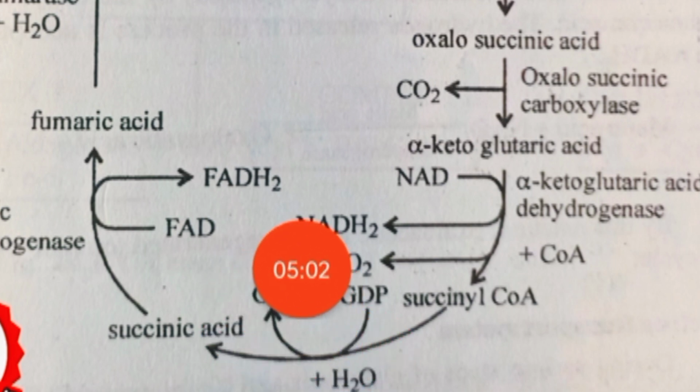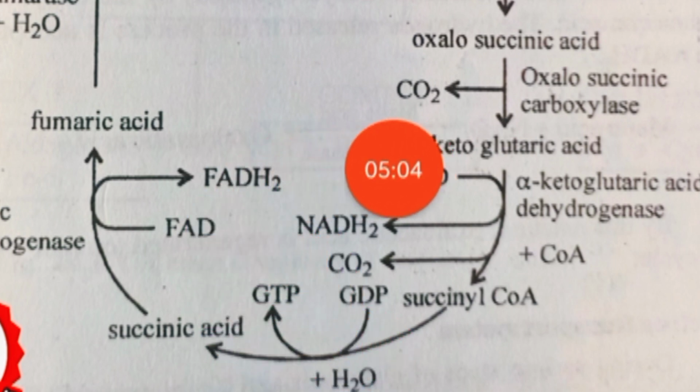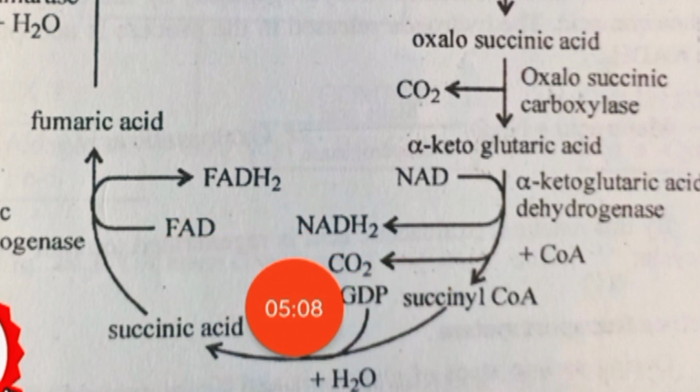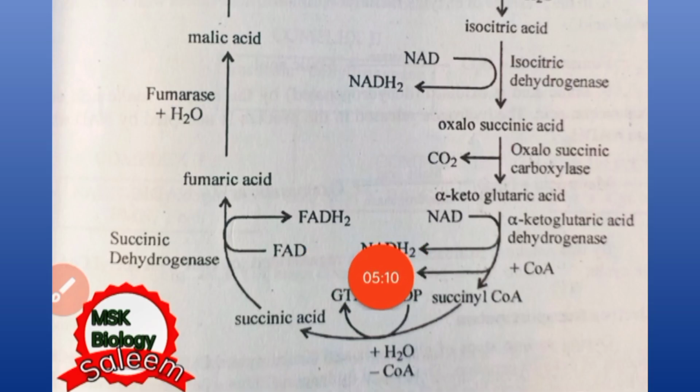Now succinic acid is oxidized, meaning dehydrogenation, and FAD is converted into FADH2. FAD is flavin adenine dinucleotide. It is just like NAD, nicotinamide adenine dinucleotide. Through the succinic dehydrogenase enzyme, FAD is converted into FADH2, and after oxidation or dehydrogenation, succinic acid is converted into fumaric acid.